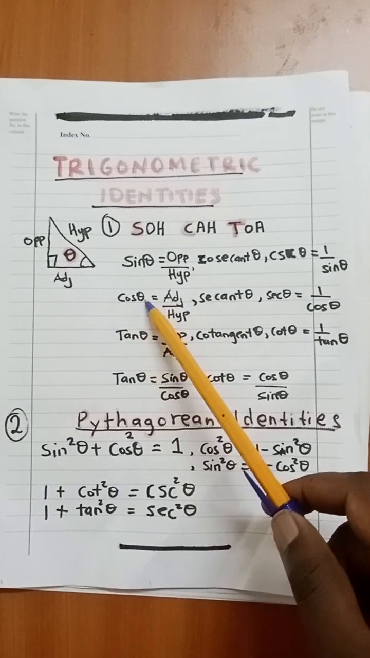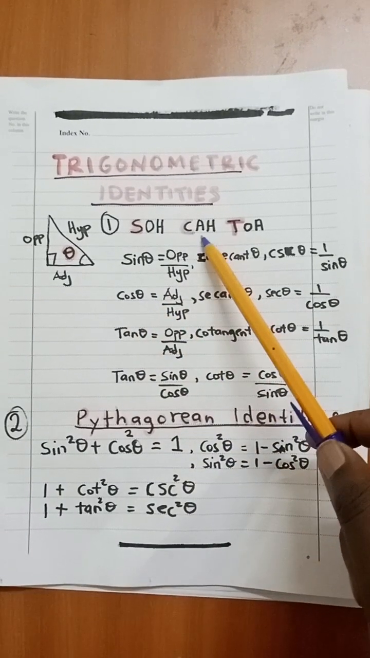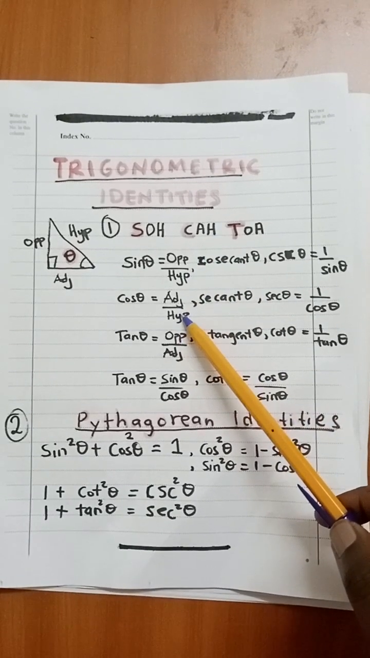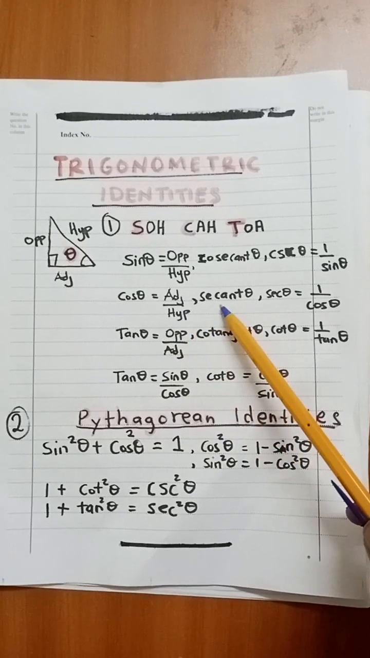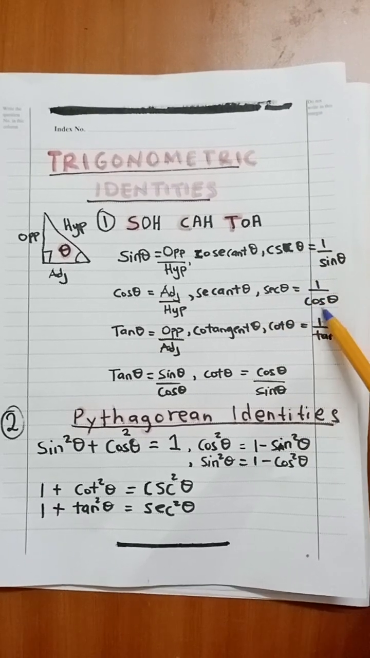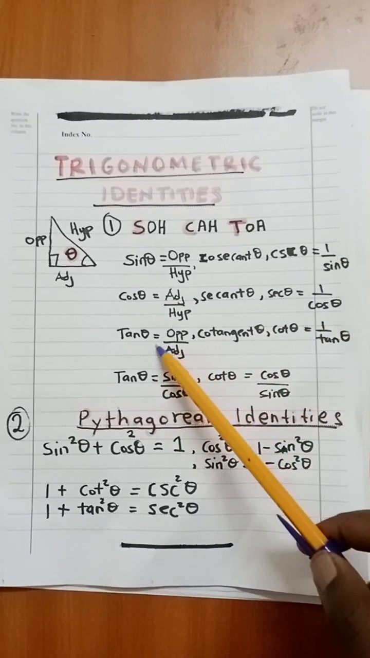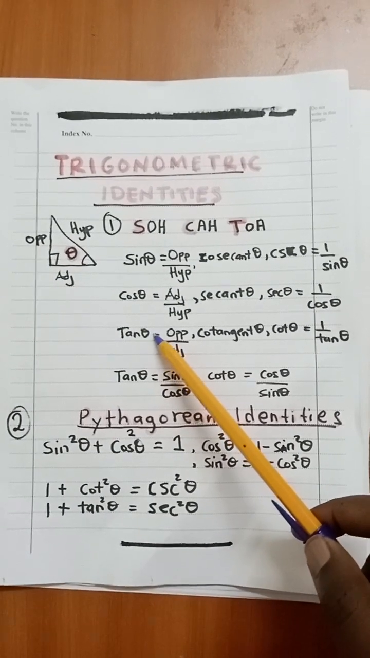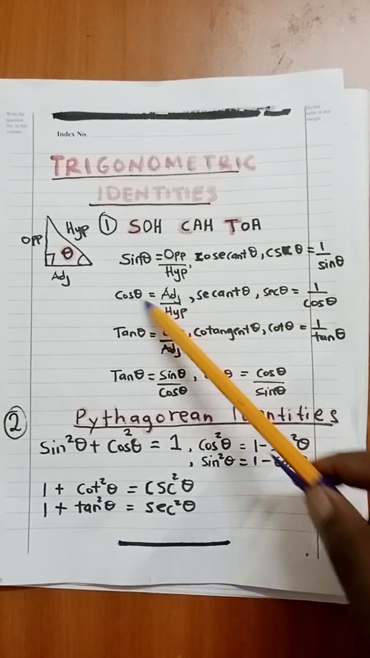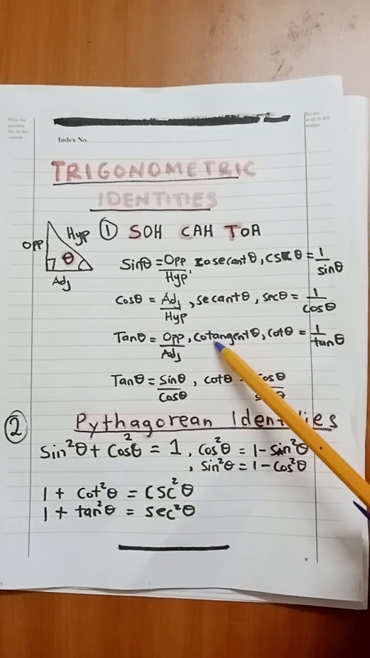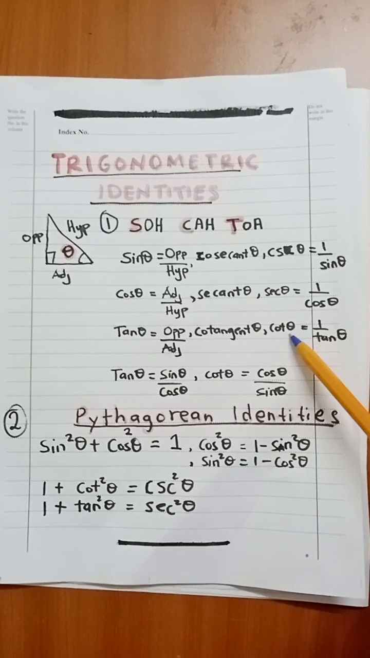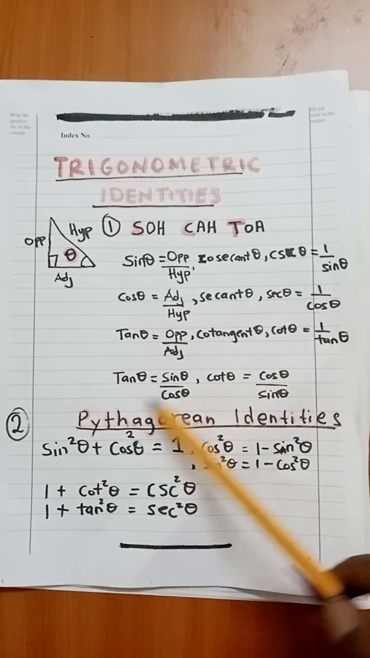Also, cos theta is given by adjacent divided by the hypotenuse. The reciprocal of that is known as secant, or simply sec, and is given by 1 over cos theta. Finally, you have tangent. Tan theta is given by opposite over adjacent. The reciprocal of tan is cotangent, or simply cot. Therefore, cot of theta is 1 over tan theta.